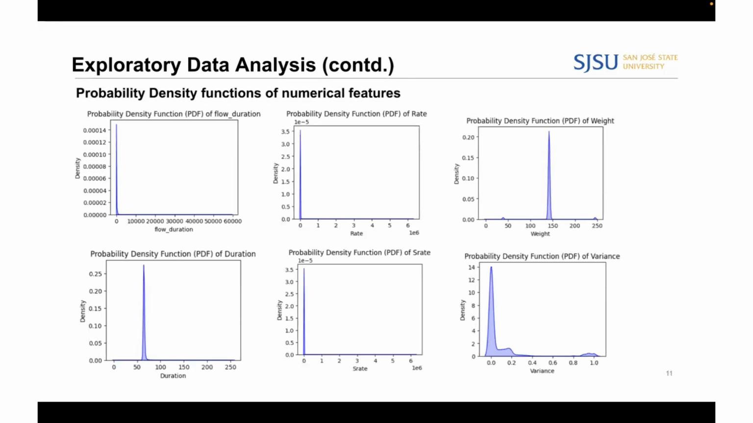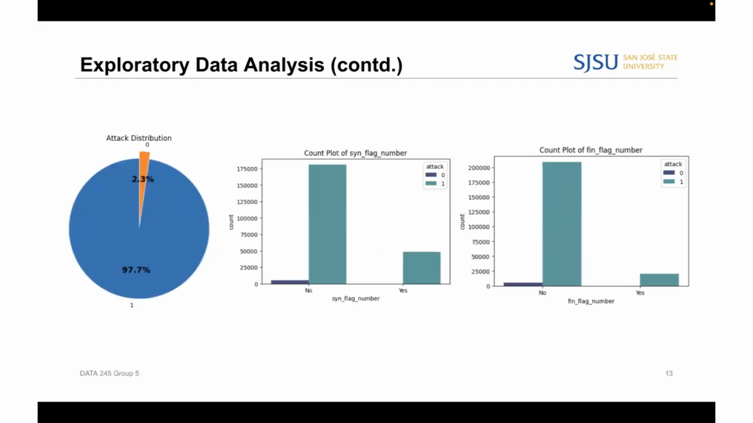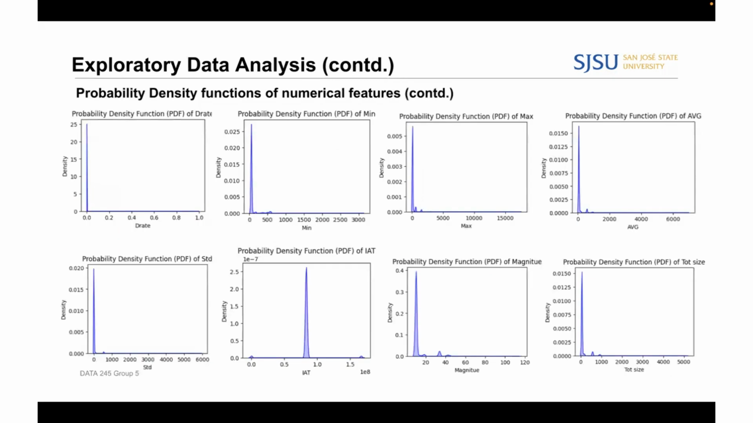Then we have plotted the probability density functions for different numerical features to understand the data characteristics and how data is distributed. These are some of the PDFs for numerical features like flow duration, variance, weight, etc.